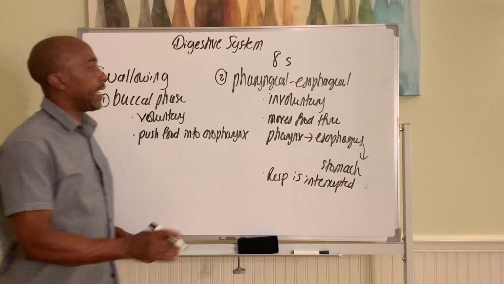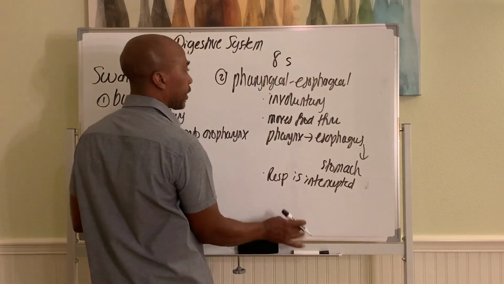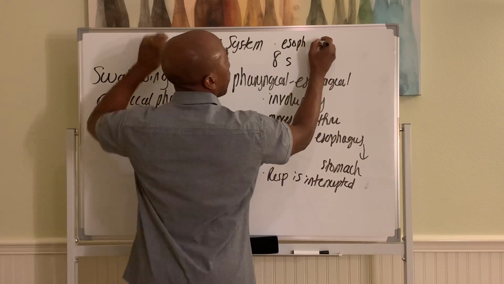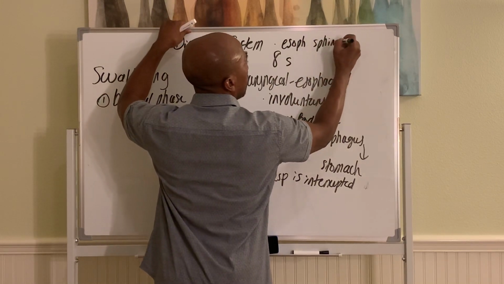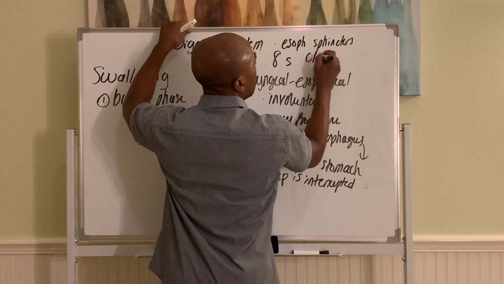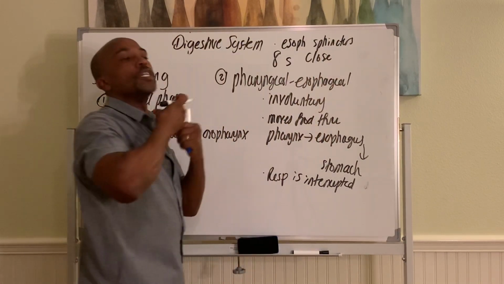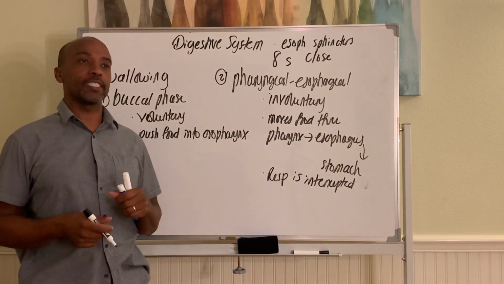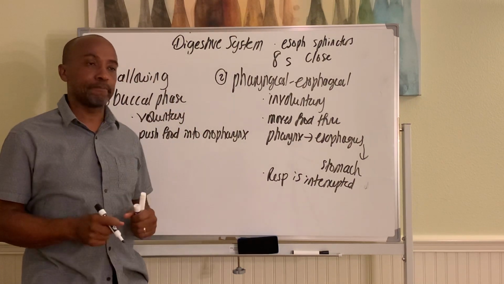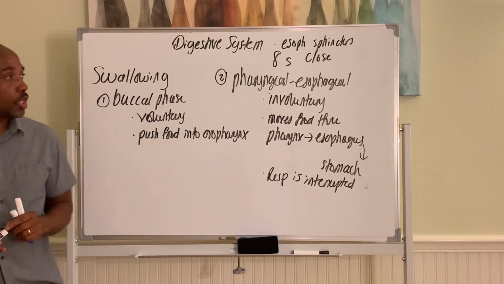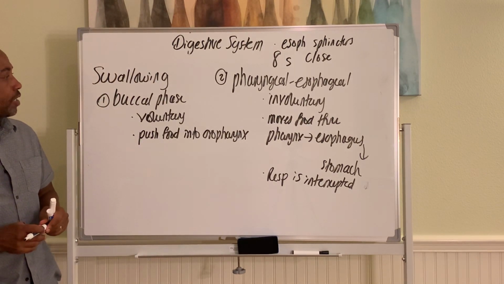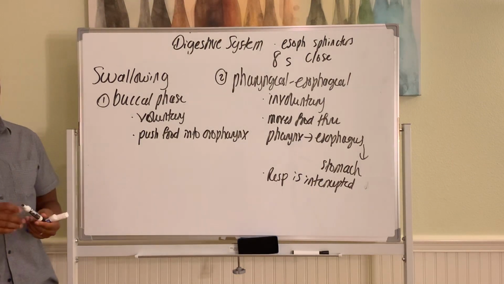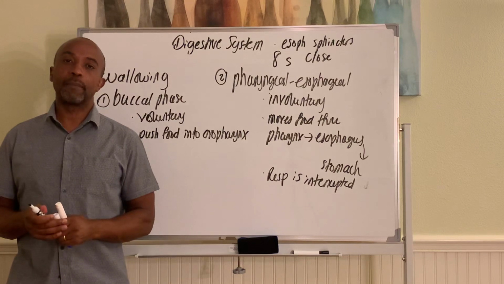All right, and once the food passes through the esophagus, then your esophageal sphincters close behind the food so food is not regurgitated back up in the esophagus. The muscles right behind it are pushing it down. All right, so that's the digestive system. We've covered the overview, we've covered saliva and swallowing, and next we'll look at the stomach. So let's pause here.